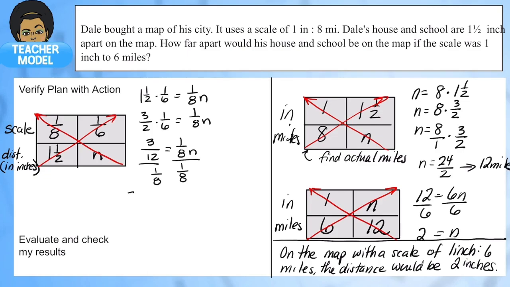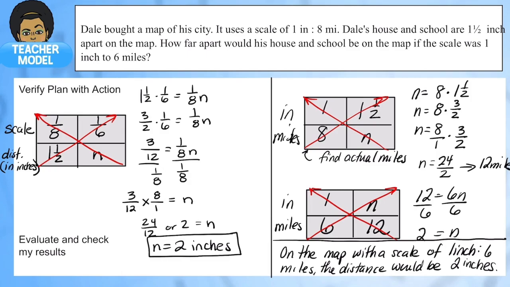So you can see it. 3 twelfths. And instead of divided by 1/8, I'm going to multiply it by 8 over 1 is equal to n. Okay, so I'm not compounding, I'm not skipping steps. Just so you can see, all I did was rewrite it there. And finally, I get 24 over 12, or 2, is equal to n. So it is the same number. N is equal to 2 inches. So I would write down the exact same answer: on the map with a scale of 1 inch is to 6 miles, the distance would be 2 inches.